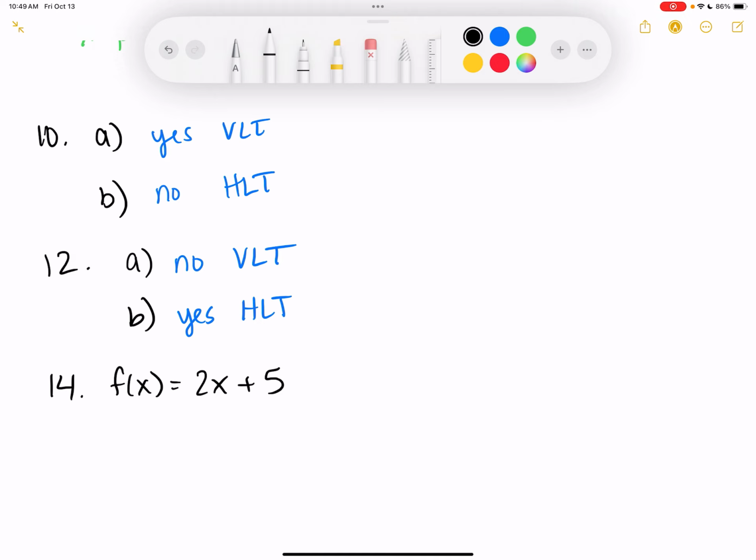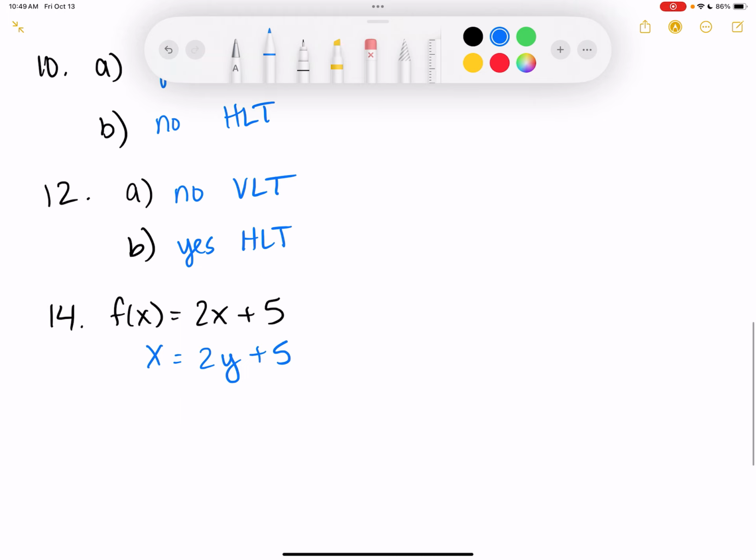Switch the x and the y. Yeah, swap x and y and then do what? What would you logically think I would do once I've swapped x and y? I now have x is equal to 2y plus 5, and I need an equation that is f to the negative 1 of x. So we solve for y. Okay, swap x and y, solve for y.